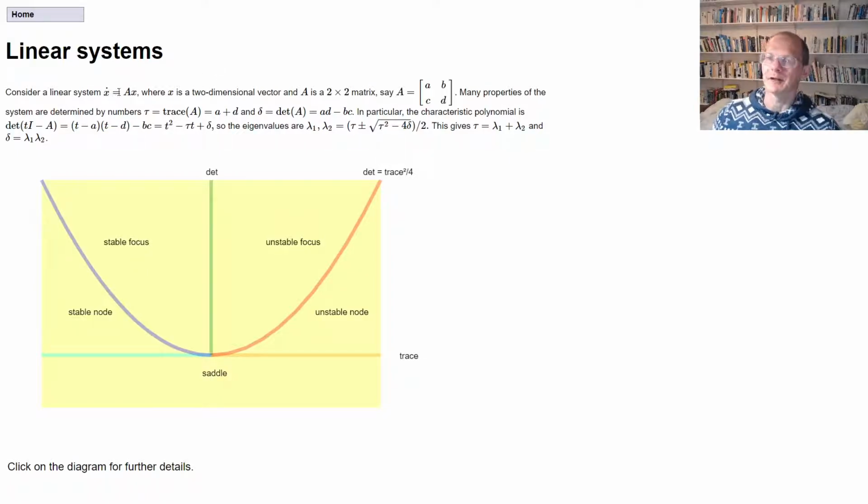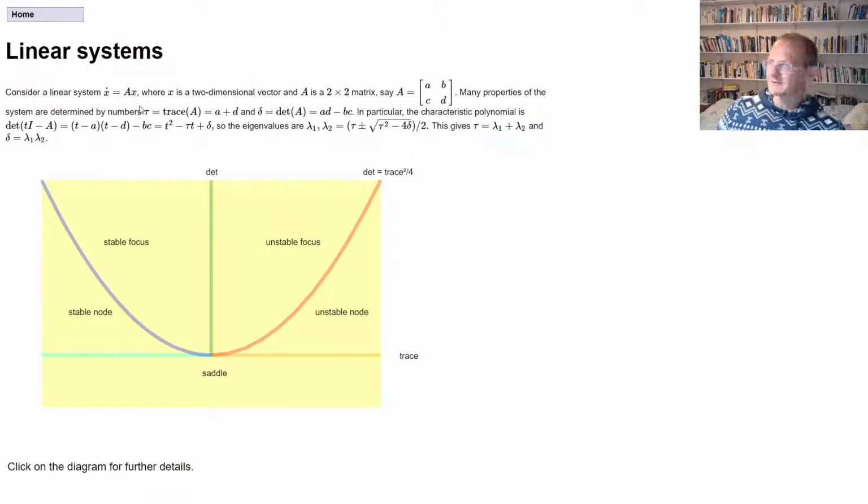derivative x dot or dx by dt, and that's going to be given by Ax, where A is a matrix, so a 2 by 2 matrix like this. X is a vector, A is a matrix, Ax is a vector again. So this matrix, capital A, is like A, B, C, D. And so basic properties of this are going to be controlled by two numbers, Tor and delta.